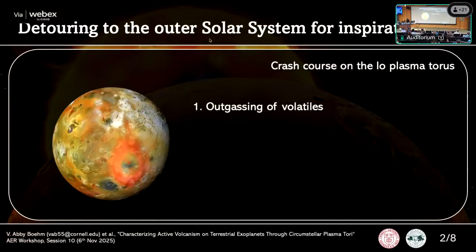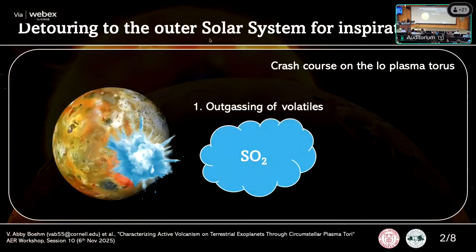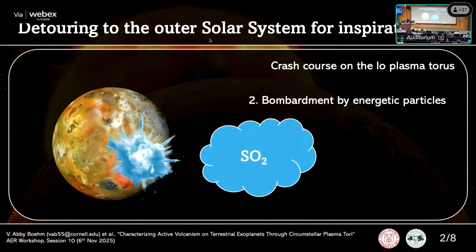So first of all, we have Io. It has its volcanoes. They go boom. And they outgas some volatiles. Primarily, this is going to be molecular sulfur dioxide. Then these volatiles are subjected to bombardment by all the energetic particles trapped in Jupiter's radiation belt. So these particles come in, they dissociate the molecules, they break them apart and ionize them, and that yields a nice cloud of sulfur and oxygen ions.